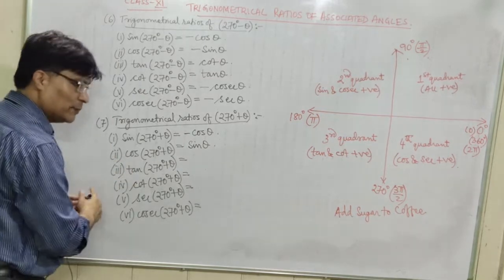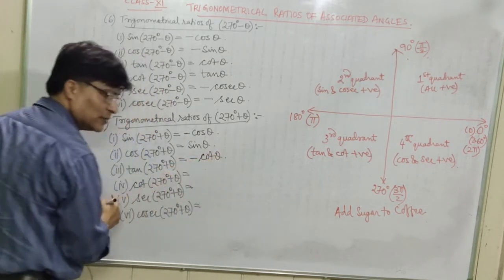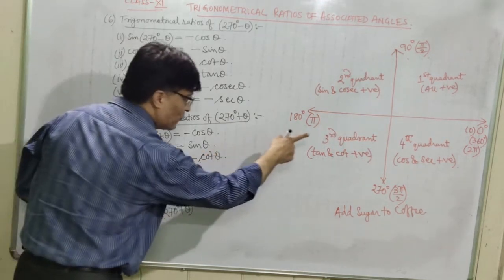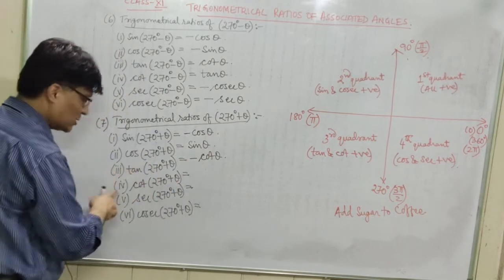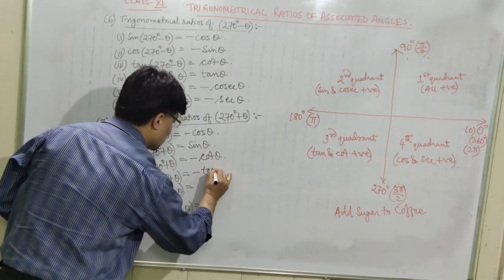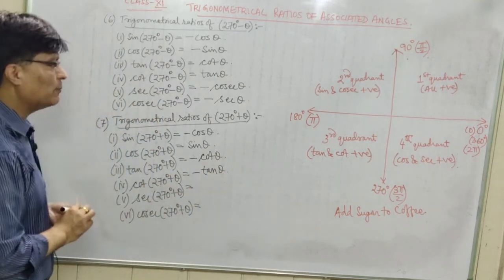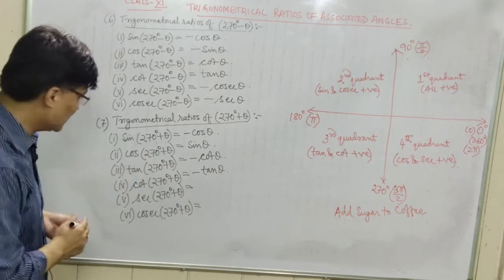What is tan 270 plus theta? It is minus cot theta. Now you know that 270 plus theta lies in the 4th quadrant. In the 4th quadrant, tan is always negative and tan changes to cot. Similarly, what is cot 270 plus theta? Minus tan theta. 270 plus theta lies in the 4th quadrant. In the 4th quadrant, cot is negative. So it is minus tan theta.